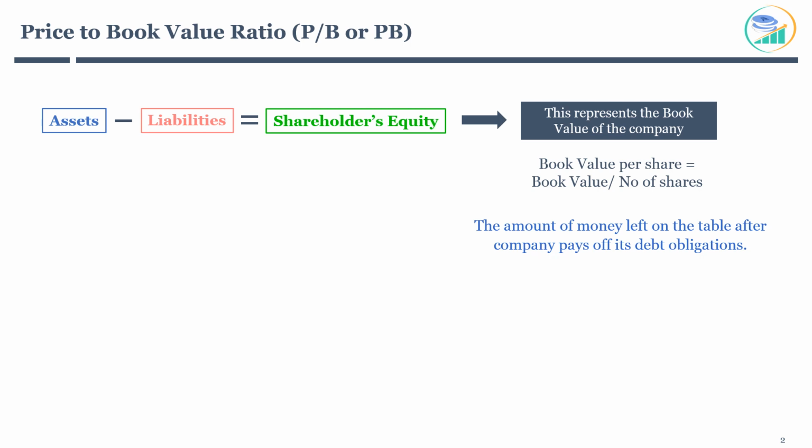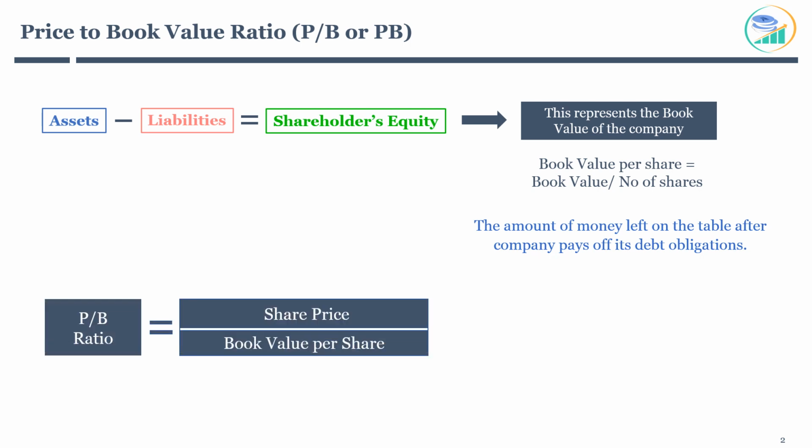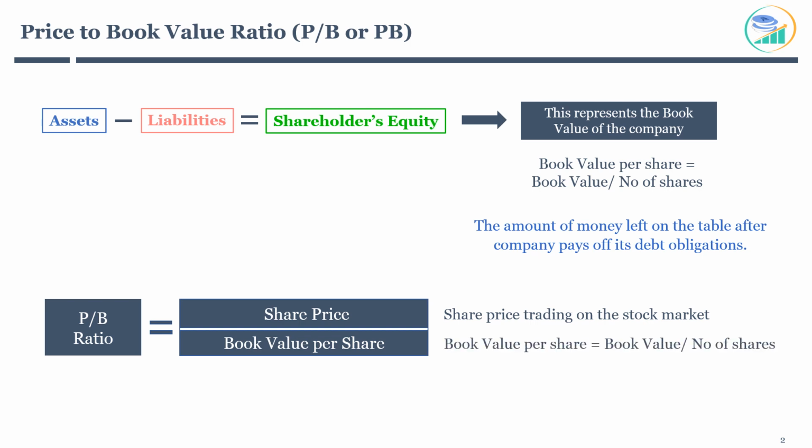to get back. Price to book value ratio is calculated as company's share price divided by book value per share. You will get share price from the stock market. Book value per share is calculated as book value divided by number of shares issued by the company.